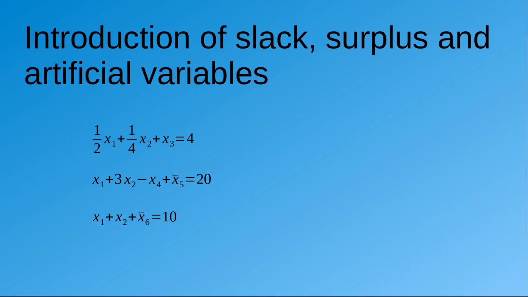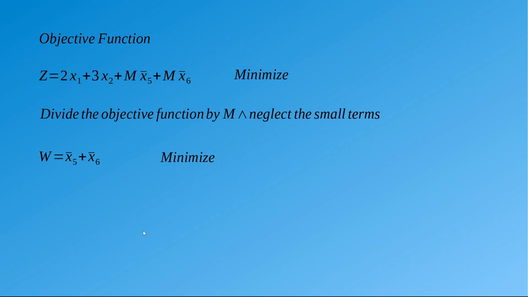First, of course, like in the big M method, we have to introduce the slack, surplus, and the artificial variables. So the slack variable is x3. The surplus variable is x4, and x5 bar and x6 bar are the artificial variables. Like in the big M method, of course, I have discussed the big M method and you will find the link at the top right. We write the objective function now as z is equal to 2x1 plus 3x2 plus Mx5 bar plus Mx6 bar. In the big M method, we start from here.